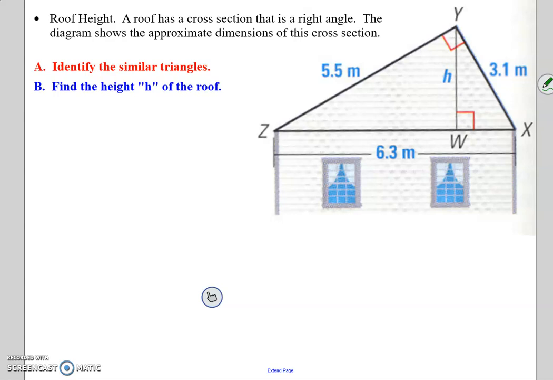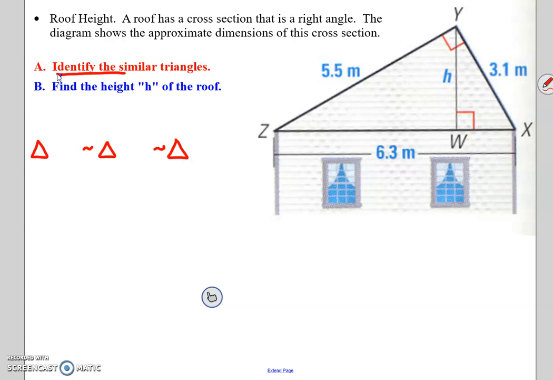Okay, so we've got the roof of a house. That's a goofy looking roof, but it'll work for our purposes as we're practicing this. And we're going to first identify the similar triangles here. So when it says we're going to identify the similar triangles, what we're really saying is let's set up a similarity statement. So I'm going to have three triangles, and I want them to be similar to the next one. Okay, so now I've just got to fill in the names of those triangles.